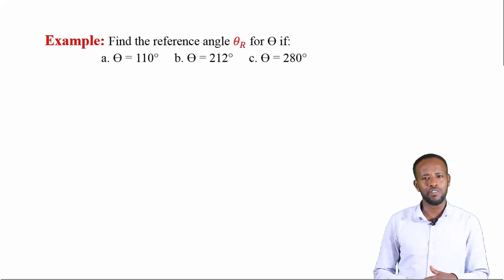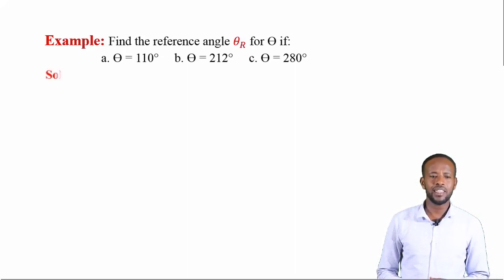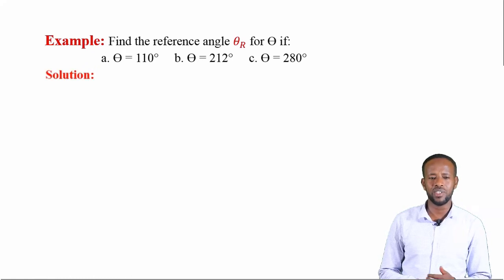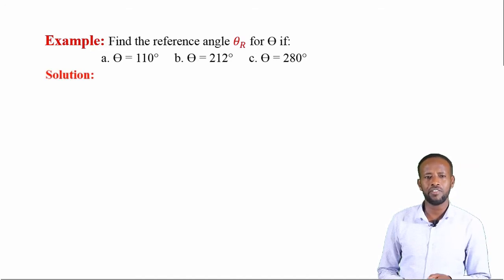All of these angles are above 90 degrees, so we have to find the reference angles. Now let us see the first solution. Let us say A: if we take 110 degrees in the second quadrant, to find the reference angle we will subtract the given angle from 180 degrees.